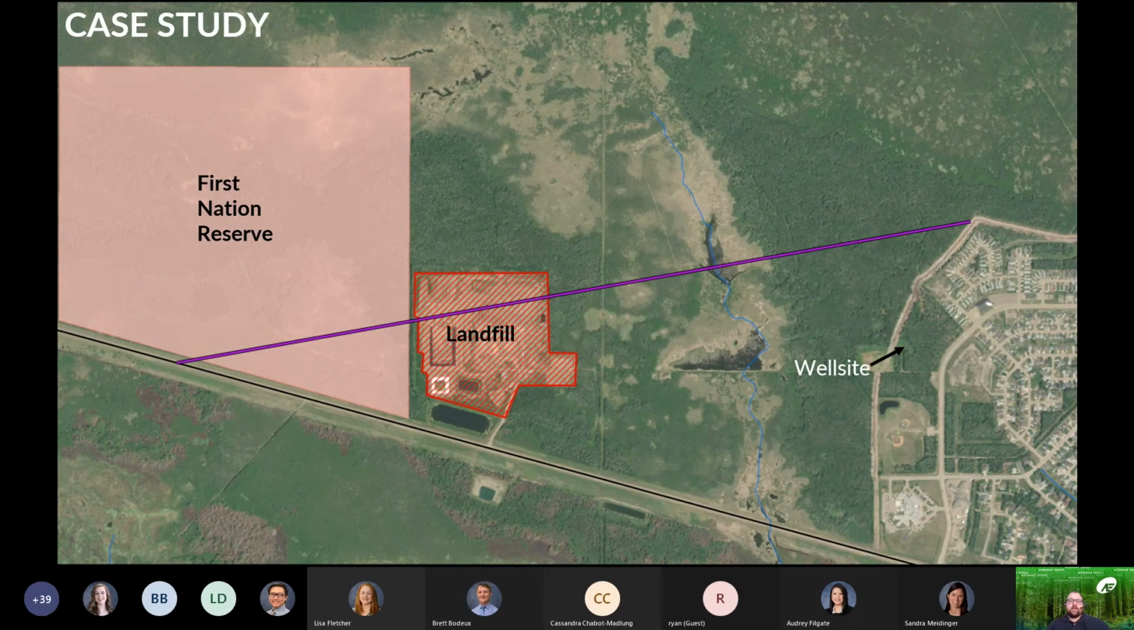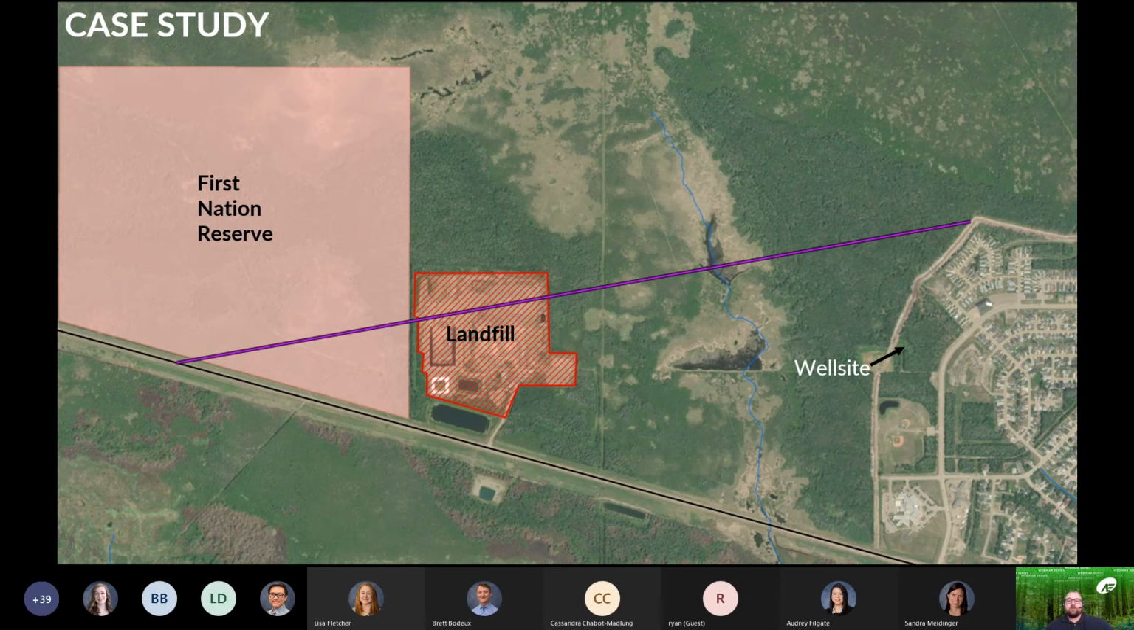So let's introduce the case study that April had discussed previously. A town wants to build a bypass road off the highway to reduce traffic through the town. The proposed road goes through a First Nations reserve, a closed landfill, and across wetlands and a creek.